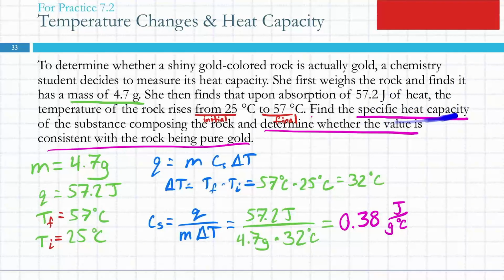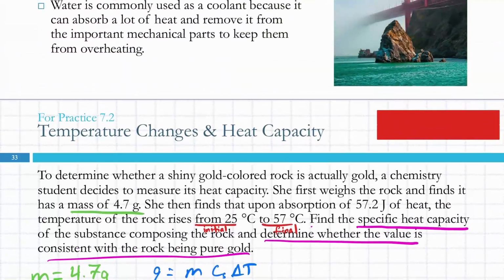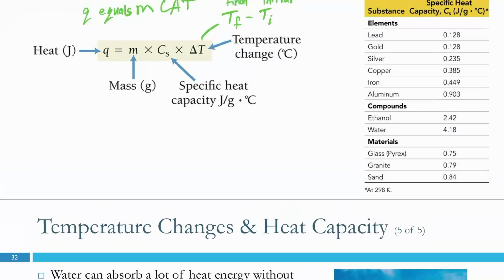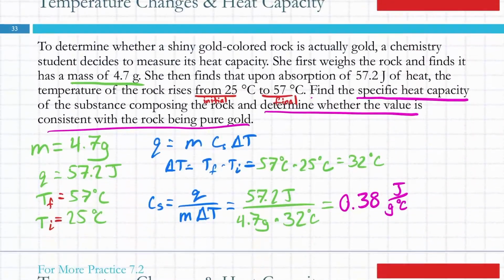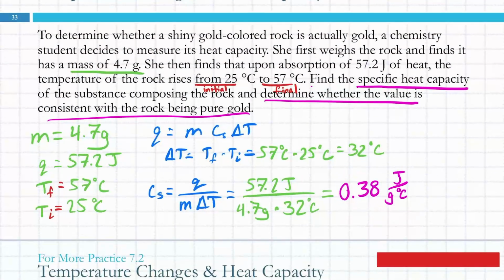So that's the specific heat capacity, and then we want to figure out, is that value consistent with the rock being pure gold? So we'd go back and reference our table. Gold has a value of 0.128, and this has 0.38.